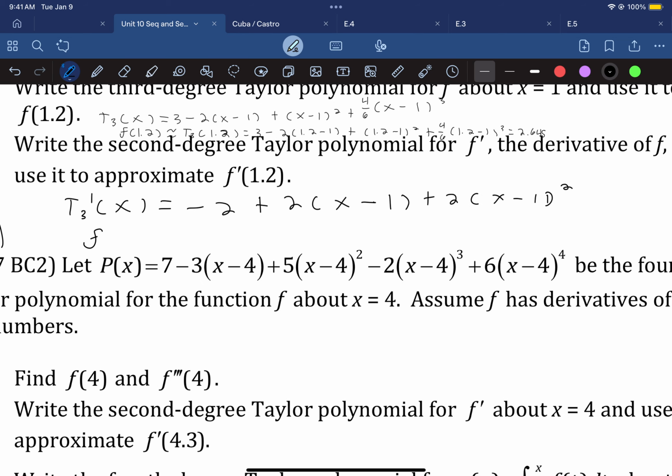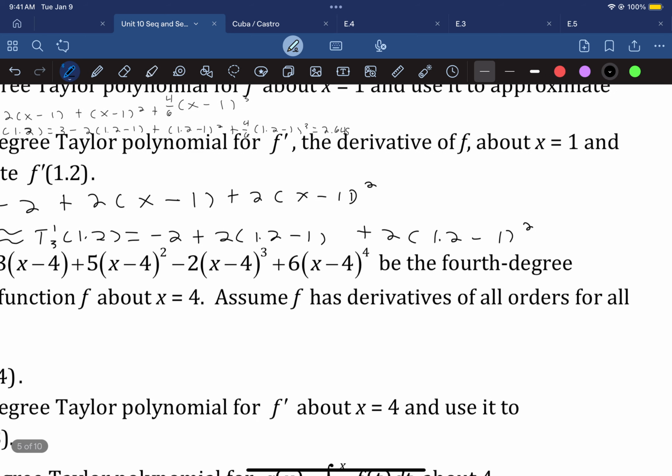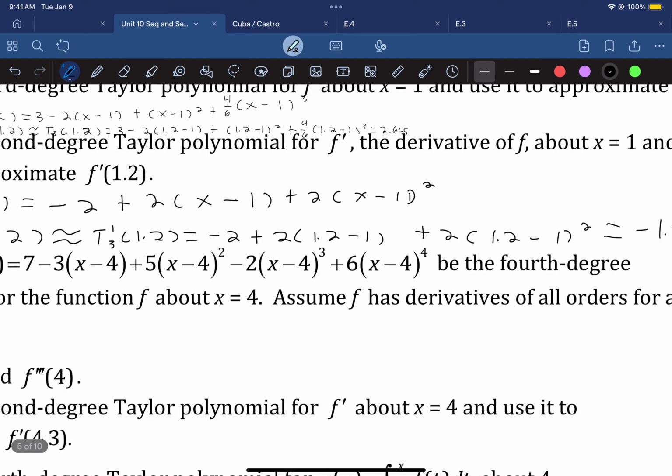And then f prime of 1.2 is approximately our T prime 3 of x evaluated at 1.2, which is equal to negative 2 plus 2 times (1.2 minus 1) plus 2 times (1.2 minus 1) squared. And then if you put this in your calculator, you'll find that this is negative 1.52.